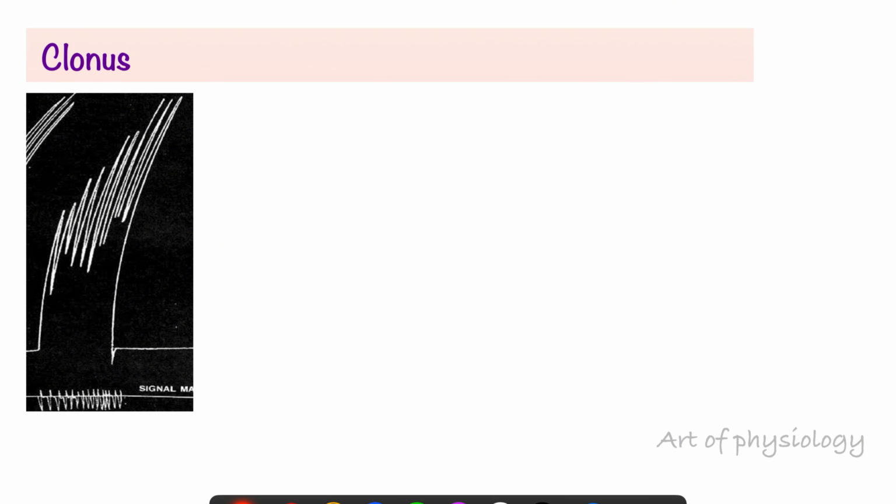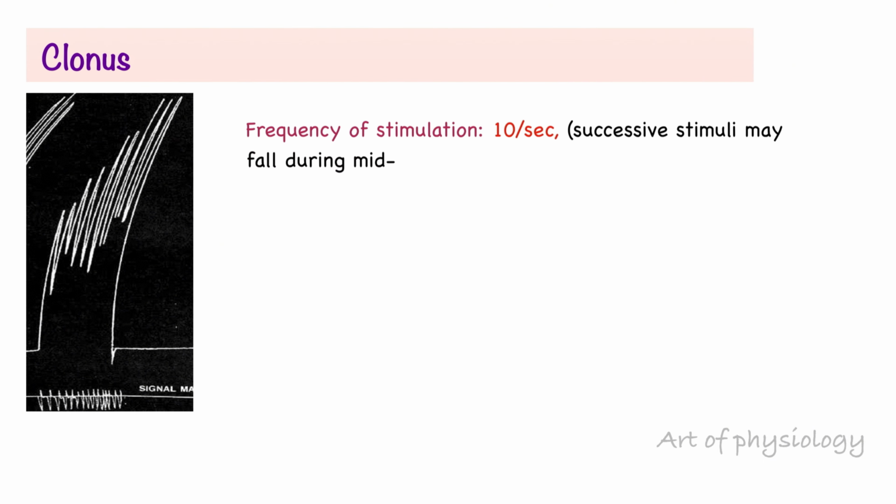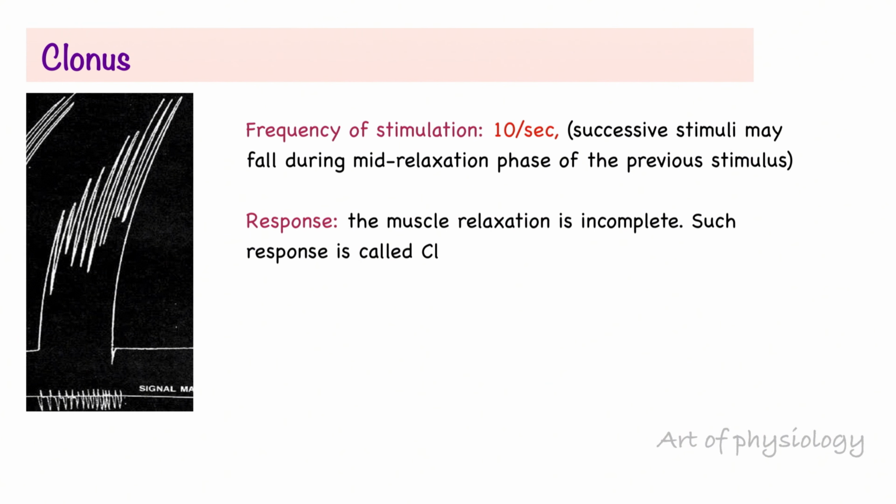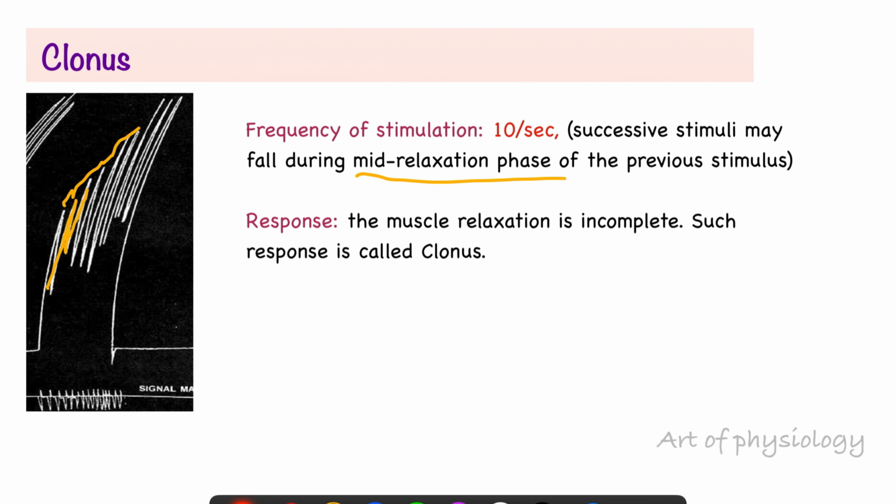Next one is called clonus. So what is happening here? The frequency of stimulus is around 10 per second. That means we are giving 10 stimuli per second. So there is no time gap in between. The stimulus we are giving will fall in the mid-relaxation phase of the previous one. So what will happen? The relaxation will be incomplete. Again, because of the beneficial effect, the force of contraction will be increased. What about the relaxation period? It is not coming to the baseline. It is incomplete. This graph is called clonus.